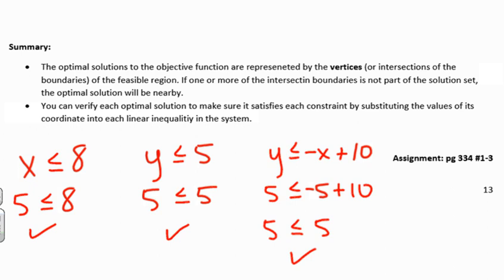Your assignment is on page 334, number 1 to 3. Come see me at the back when you have questions.